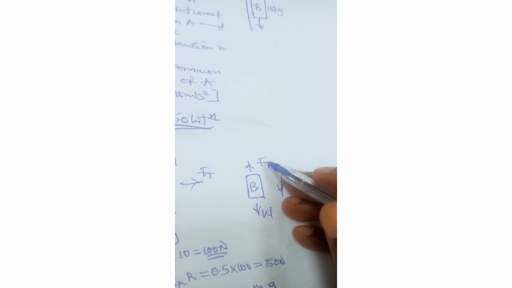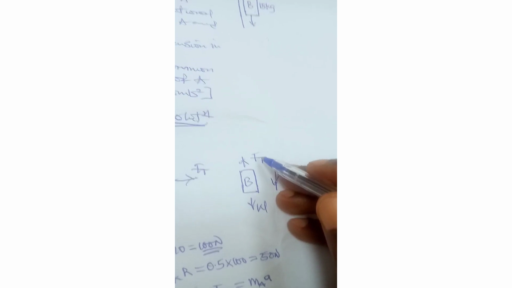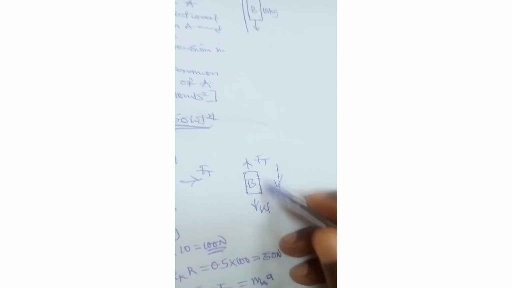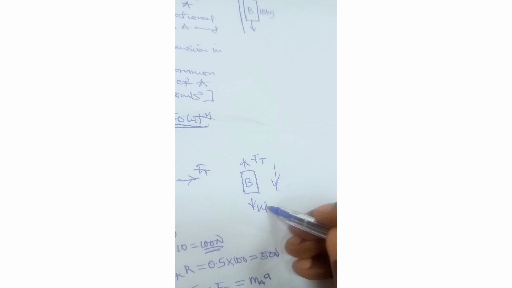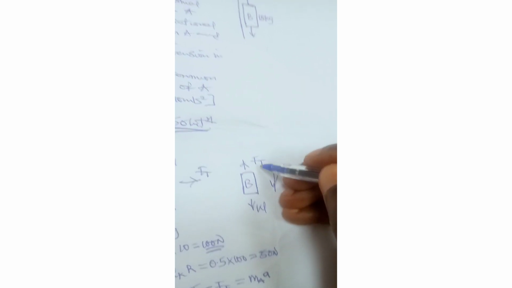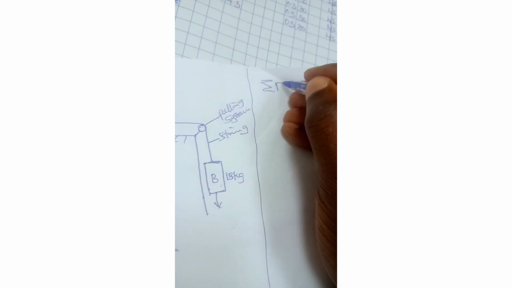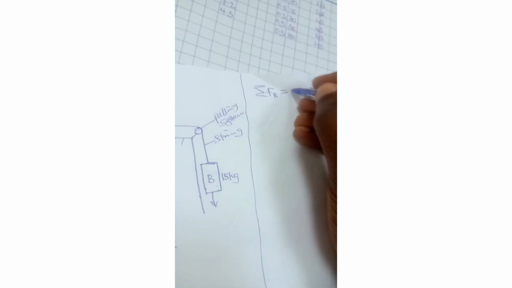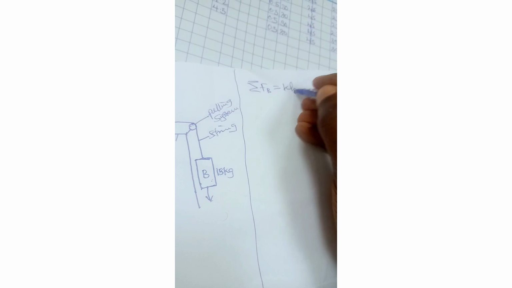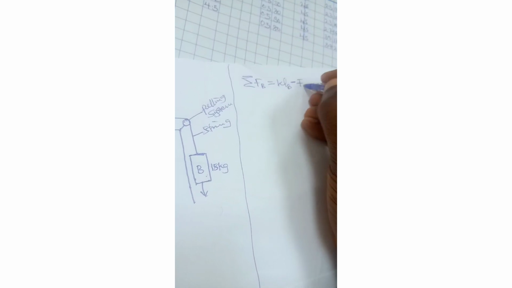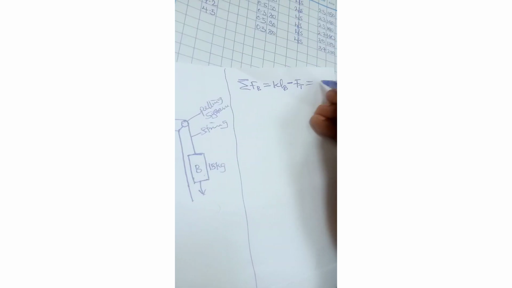This force of what? Force due to the tension. So we have two forces that acted on this also, the weight and the what? Force due to the tension. So what we are going to do now, let's write this. It means here the sum of the forces on B is equal to weight of B minus force due to tension, and that's going to give us what?